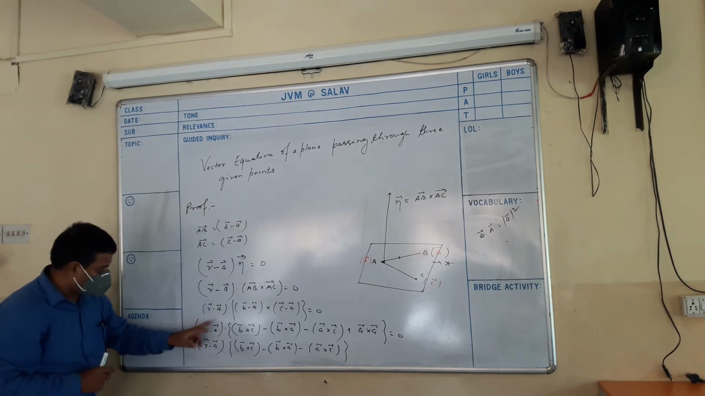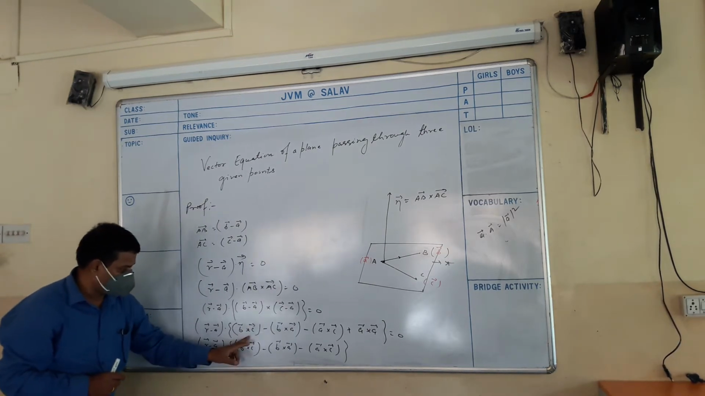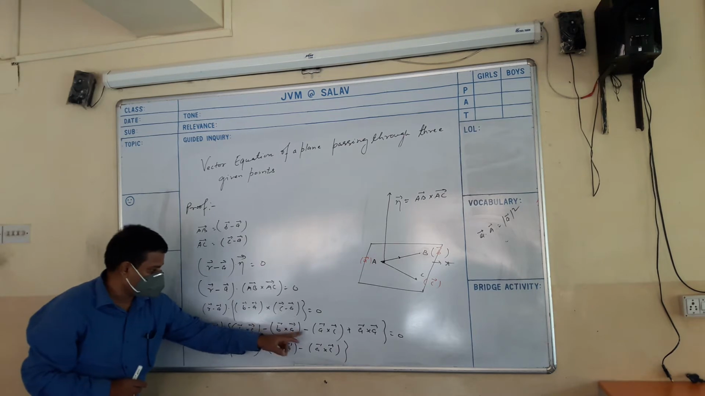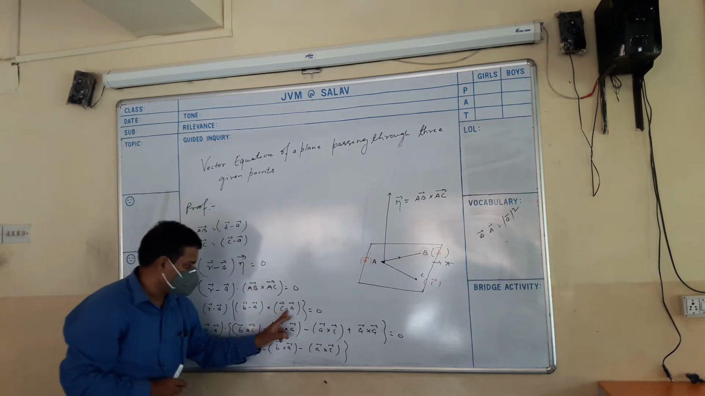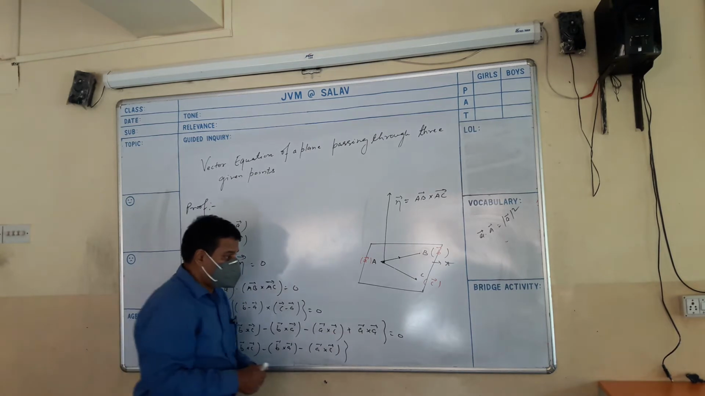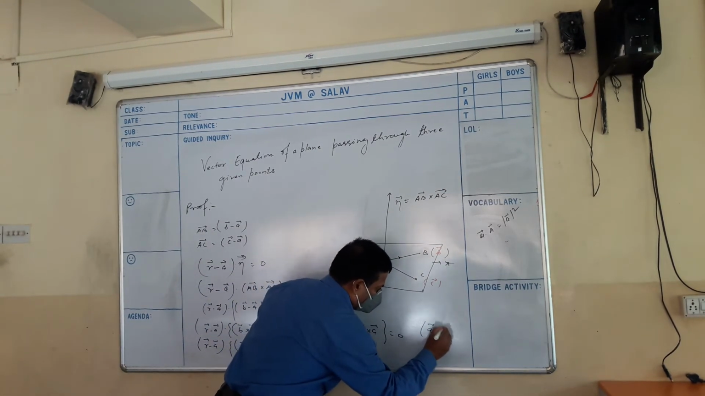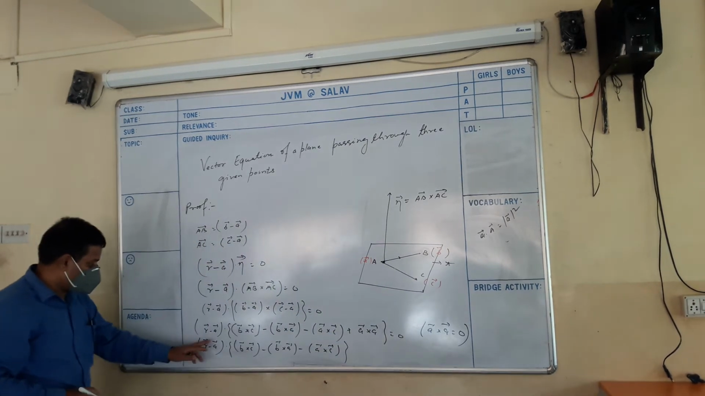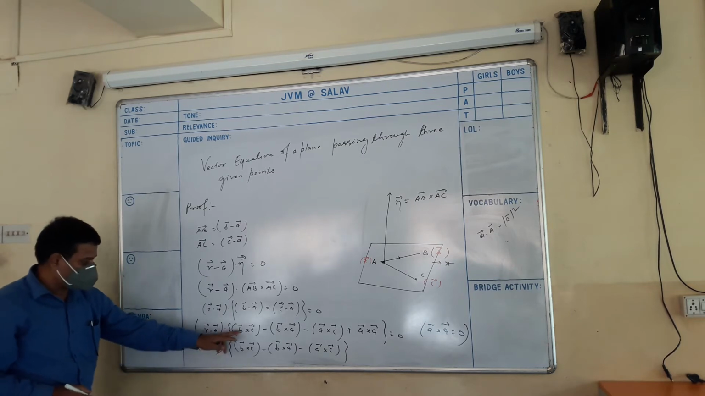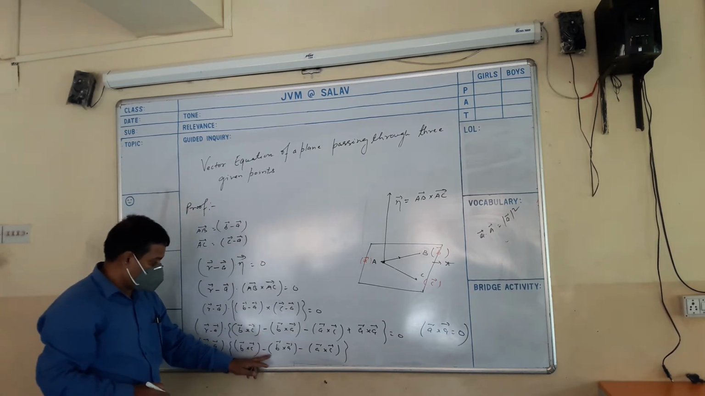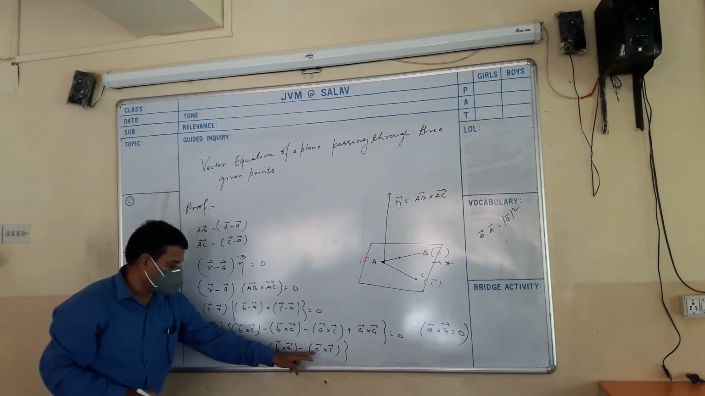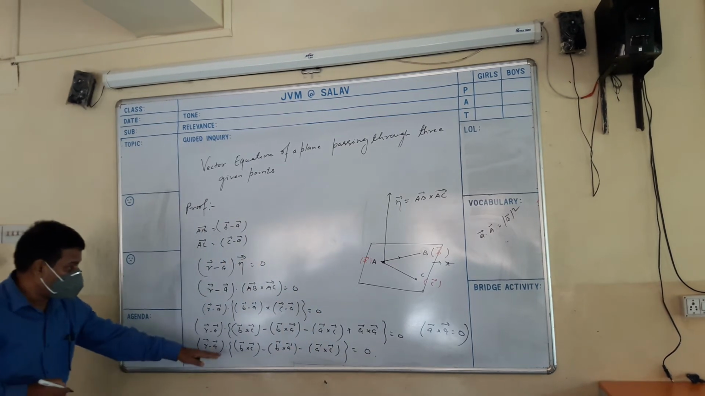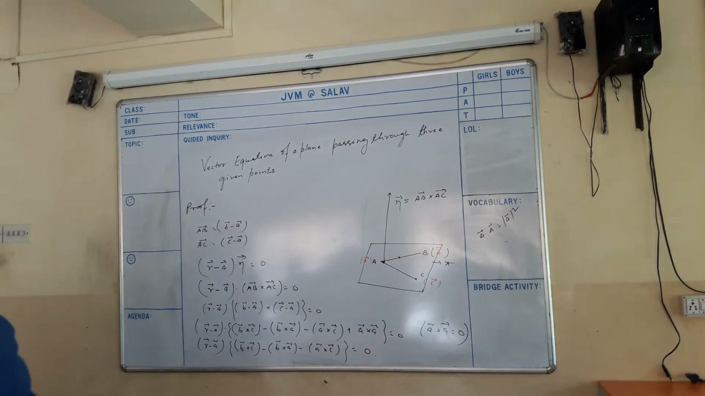Now (R minus A) dot (B cross C minus B cross A minus A cross C plus vector A cross vector A). We know that vector A cross vector A is equal to 0. So you get (vector R minus vector A) dot (vector B cross C minus vector B cross A minus vector A cross C) equal to 0. Now we are going to simplify this one.